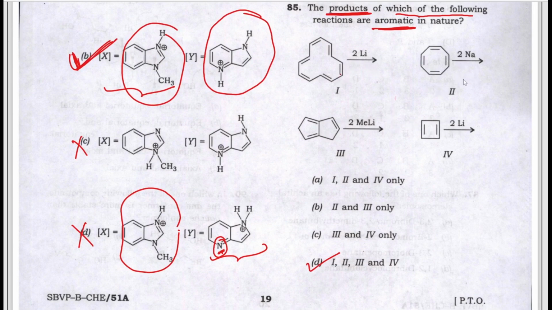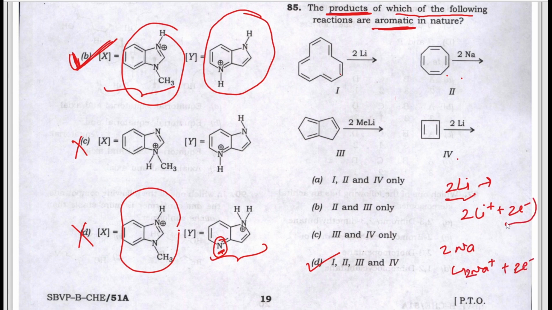If we consider the case of the first, second, and fourth, in these cases the parent compound is reacted with metal. With 2 lithium, obviously it will lose 2 electrons, and in the case of 2 sodium, it will lose 2 electrons. After getting 2 electrons, these structures will follow the 4n plus 2 pi electron rule and will become aromatic.